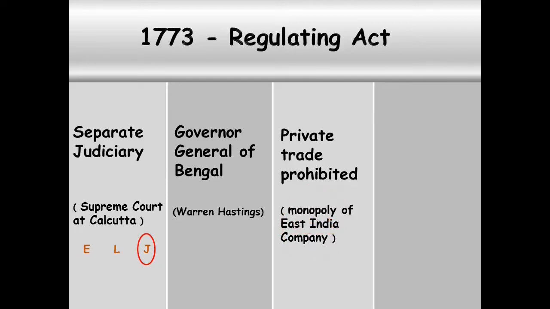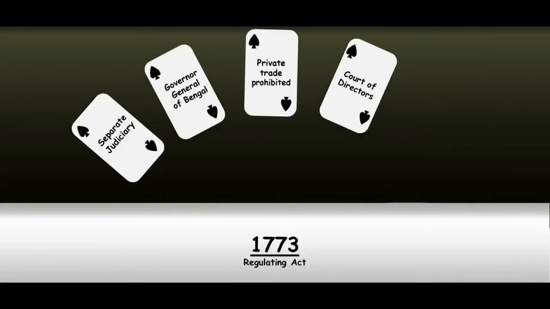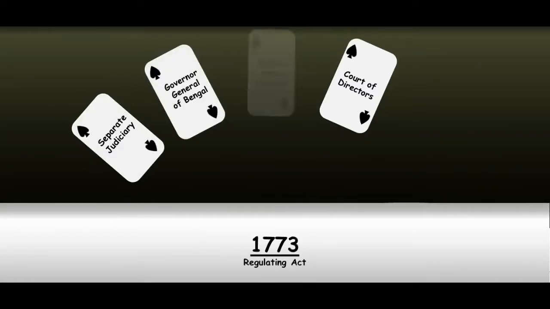Yes, and this act created the Court of Directors. Members of this institution were the shareholders of the company, and they were made accountable to the Parliament of Britain. All the four cards drawn by this act were important ones. There was a separate judiciary, a governor general, prohibition of private trade, and an institution named Court of Directors.